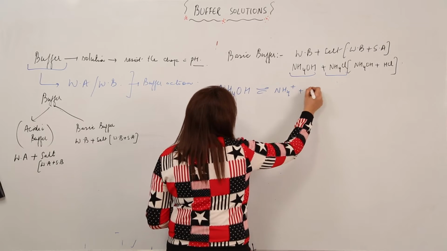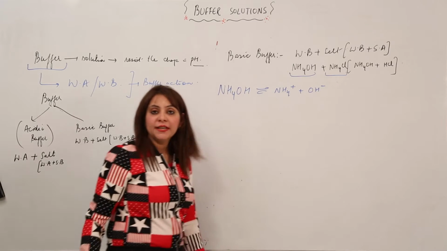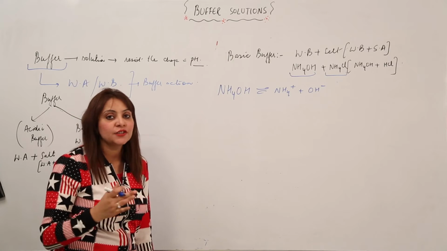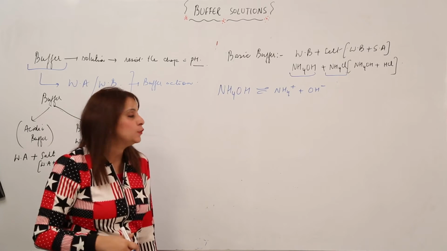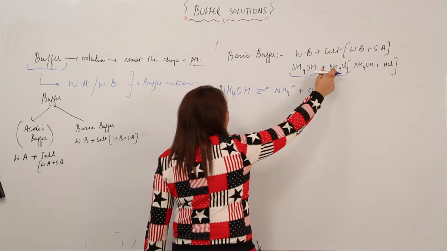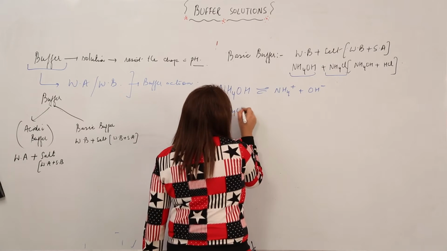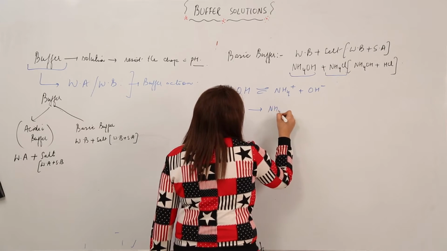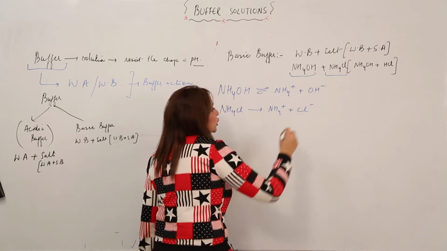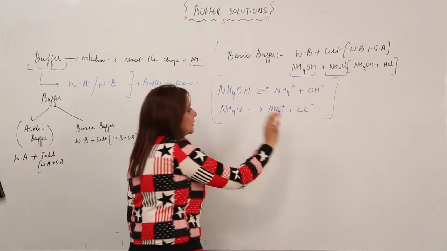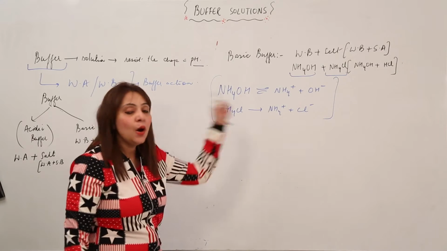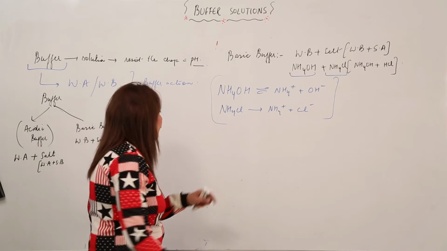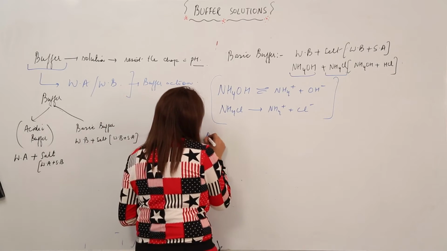As it is a weak base, obviously it gets partially dissociated and there is an ionic equilibrium existing between the ions and the unionized molecule, right? In the same case, this NH4Cl is an electrolyte, so obviously it will get decomposed into ions. So these things are already present in the solution. Now how is it resisting the pH change? So what I am doing, I am adding acid to it.